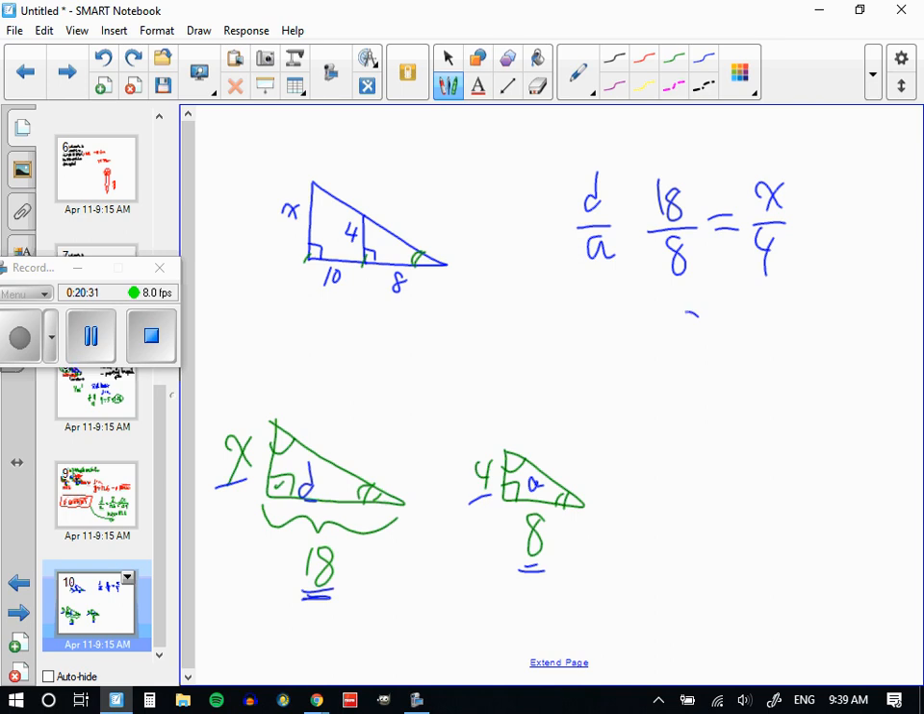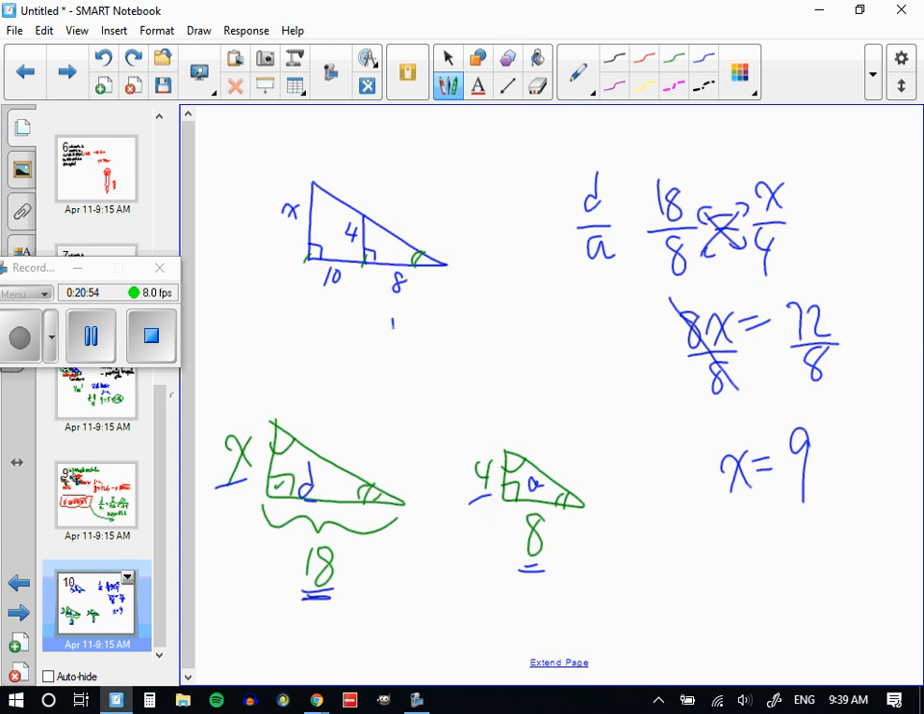Once I set it up like that, my equation will be 8x equals 18 times 4, which is 72. Divide both sides by 8, and x equals 9. Is that right? Did I solve that right? Everyone get 9 for that one? Okay. So if you solve it using proportional reasoning, you get that.